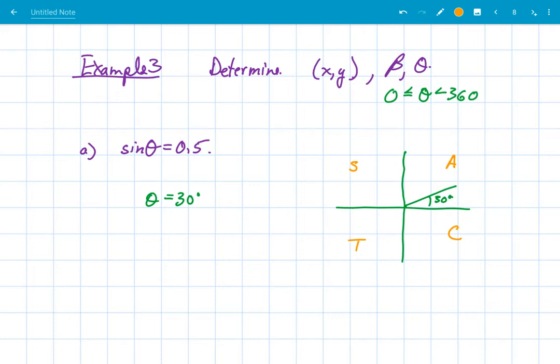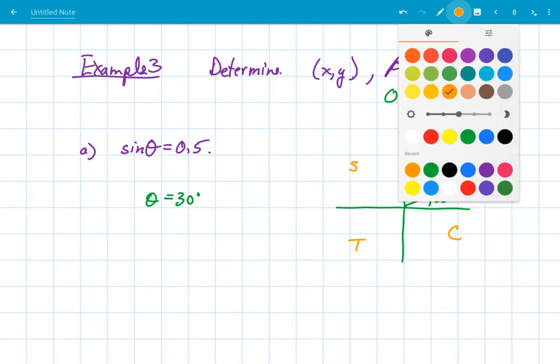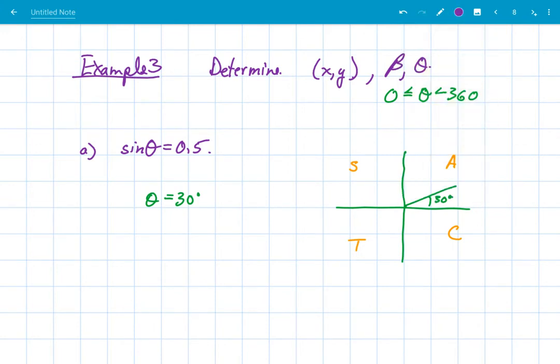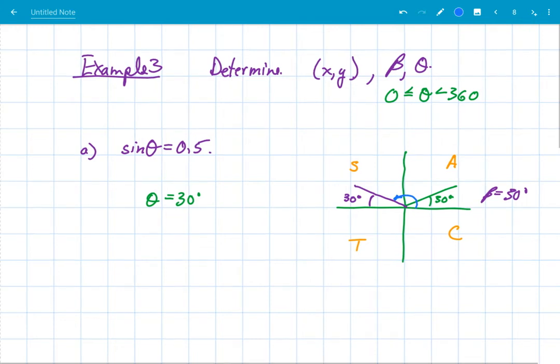But sine is also positive in the second quadrant. Well, what angle in the second quadrant will I get 0.5 when I take the sine? Well, it has to do with beta. Beta is 30 degrees. If this is 30 degrees, what would theta be in this case? So if I put a beta of 30 degrees in the second quadrant, what would this theta be? Well, 180 minus 30, which is 150.